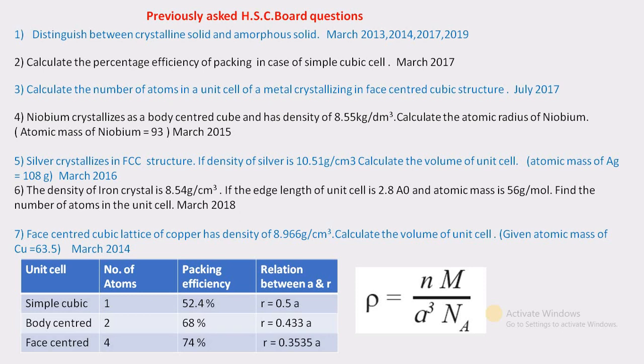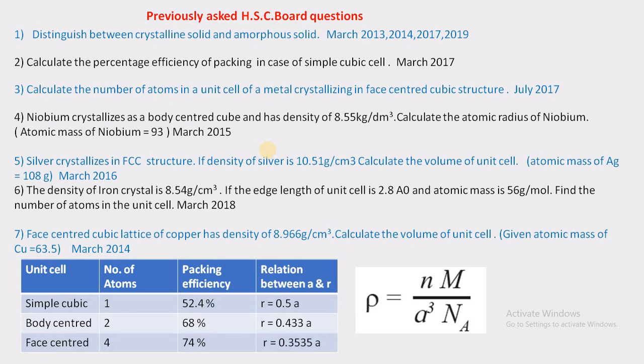Also in 2014, for the face centered cubic lattice of copper, the density is given. Calculate the volume of unit cell. You have to calculate the volume a cube, that means volume of unit cell, and density rho is given. Again it is FCC, hence N is equal to 4, M is given as 63.5. We know the value of Na, and hence we can calculate. Hence remember this formula very carefully. You will be able to solve all these problems, and you have to know these repeatedly asked questions.